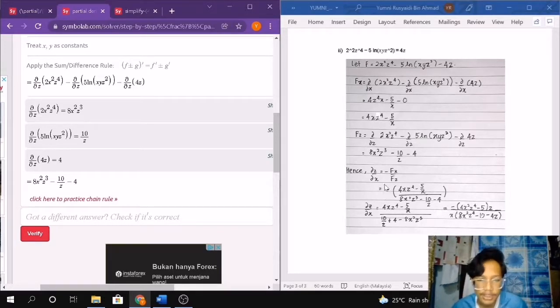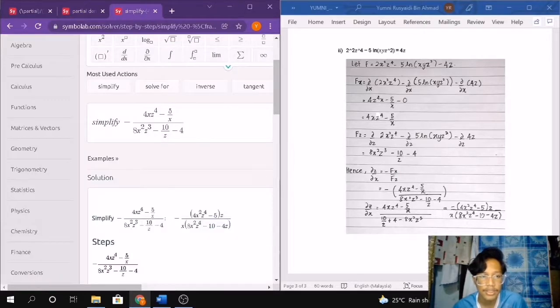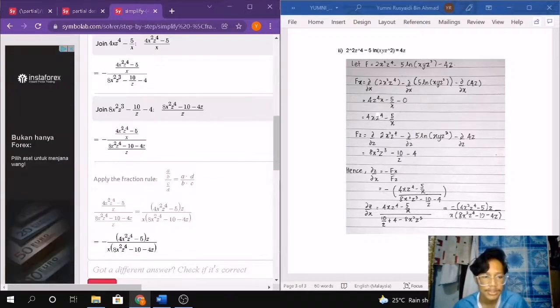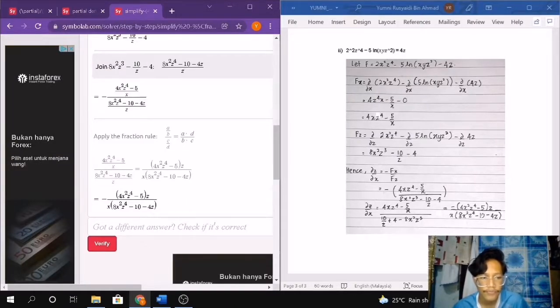Hence delta z over delta x equals negative fx over fz. So this is the answer. Try to simplify it by using the simulation, and we got the answer equal to negative 4x squared z to the power of 4 minus 5 z, over x, 8x squared z to the power 4 minus 10 minus 4z. So both answers show the same value, so it is proved.